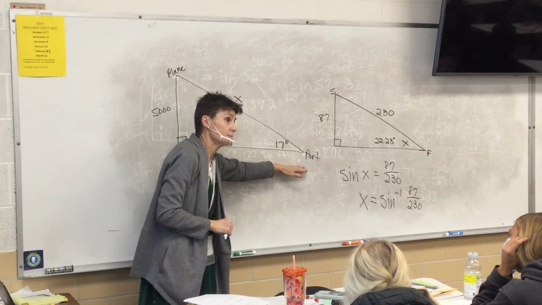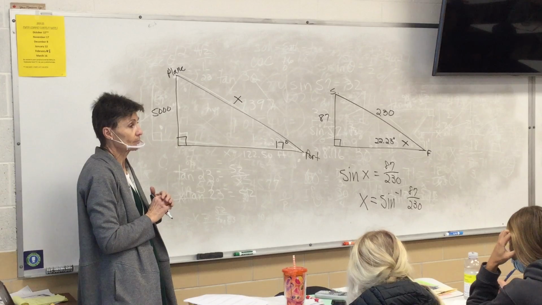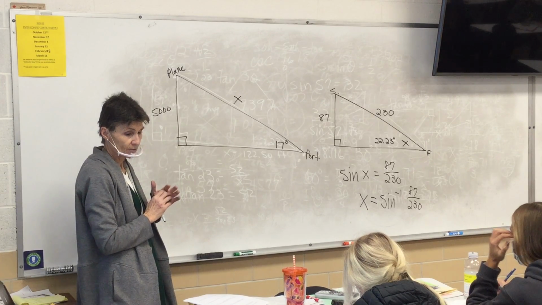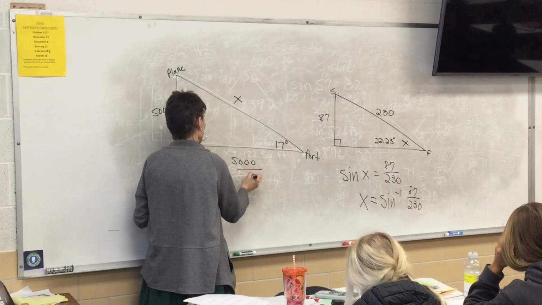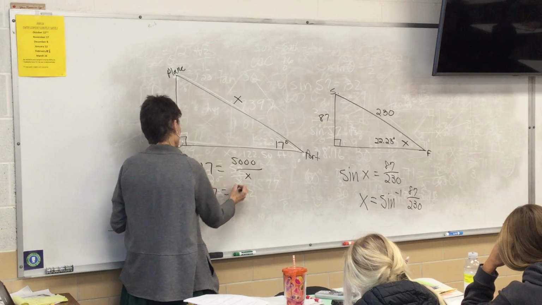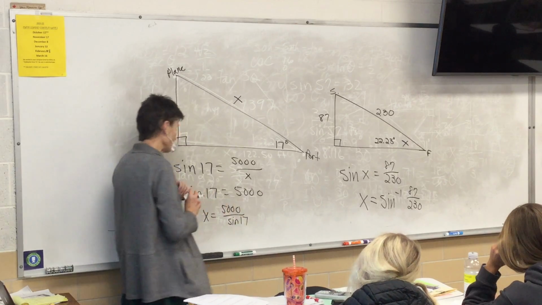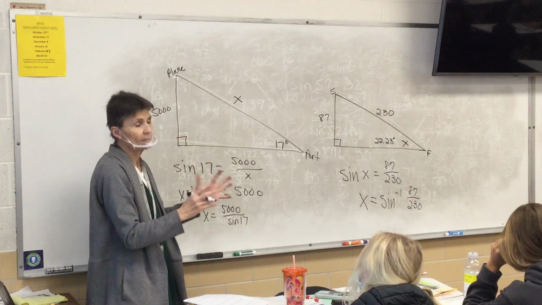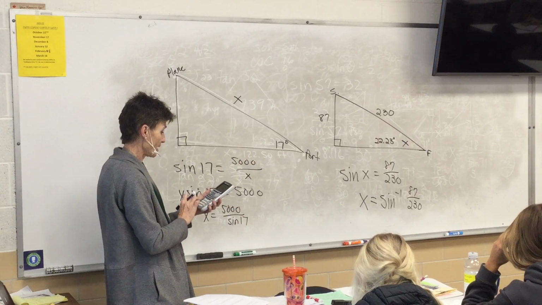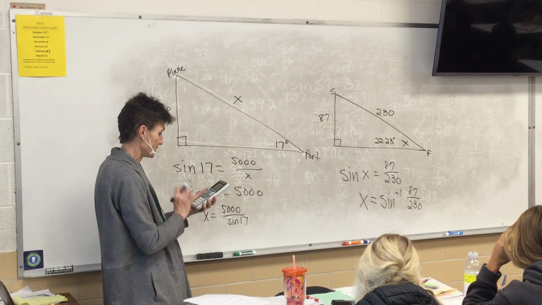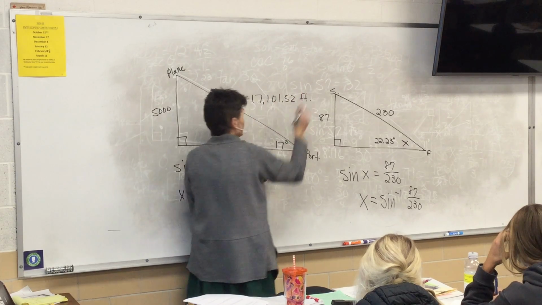Now, the ground distance would be a different number, obviously. But we want to know how far the plane is from the airport. Sine, cosine, or tangent? Sine. Sine 17 equals 5,000 over x. Am I going to use regular sine or second sine on this problem? Regular sine. I use regular sine if I know the angle, and I know the angle. 5,000 divided by sine 17. Did you get 17,101.52 feet? Yes.